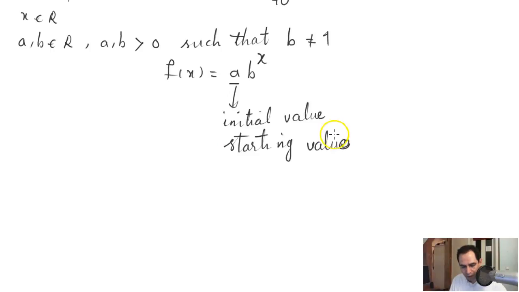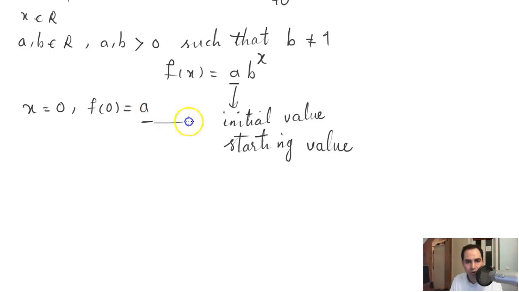Starting value, and it's called the initial value because that's where your x is equal to 0. If your x is equal to 0, b raised to the power 0 is equal to 1, so then f of x is equal to a. So if x is equal to 0, then f of 0 is equal to a, and that is called your initial value.